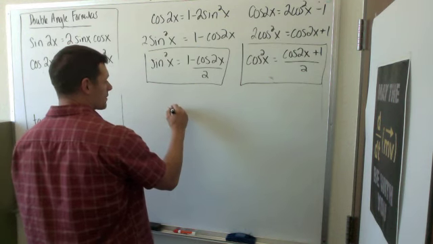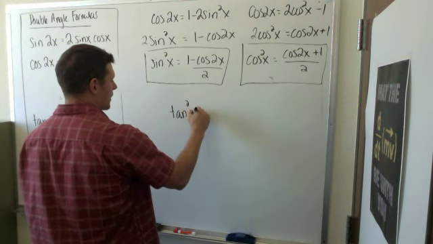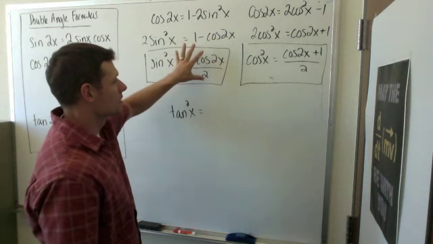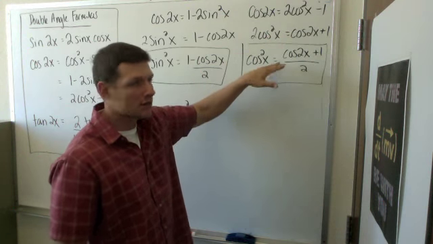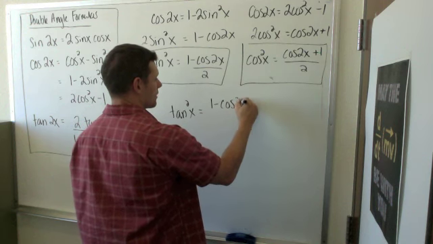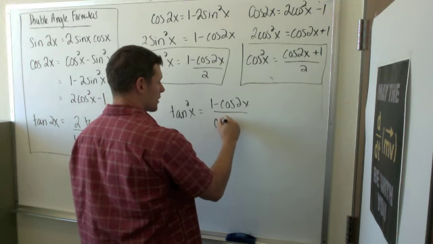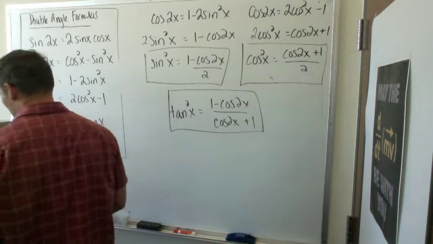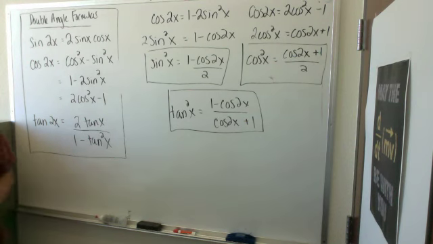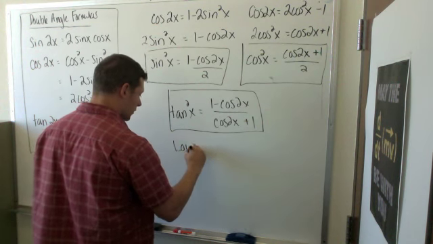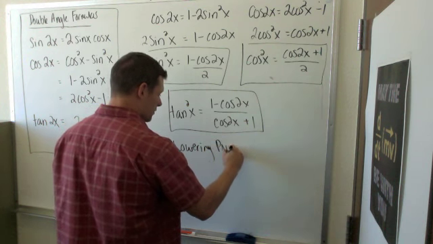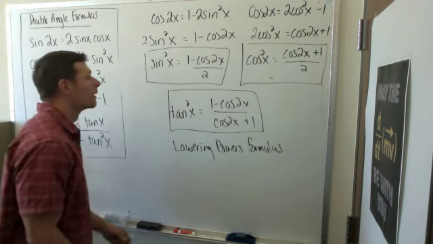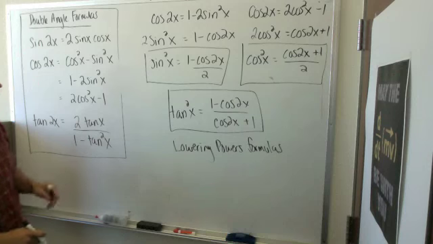So if I wanted to calculate, say, what tan squared of x is, well, tan squared of x is just the quotient of sine squared over cosine squared. So you have this guy divided by that guy. The 2's are going to cancel out, and we'll get 1 minus cosine of 2x divided by cosine of 2x plus 1. Okay, so those formulas right there are for lowering powers. These are our lowering power formulas. Again, they're generated just simply from these guys.